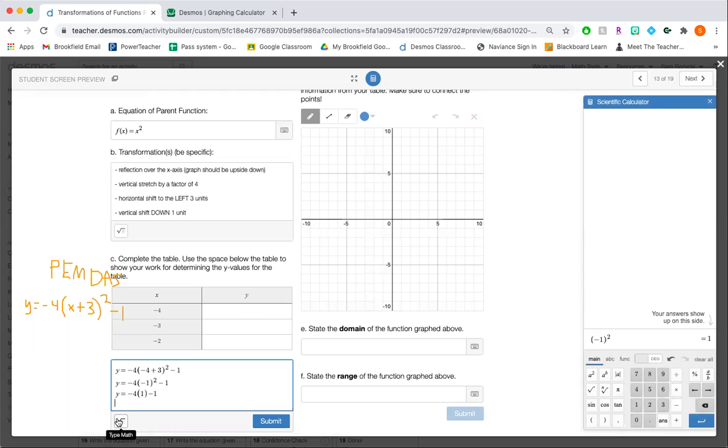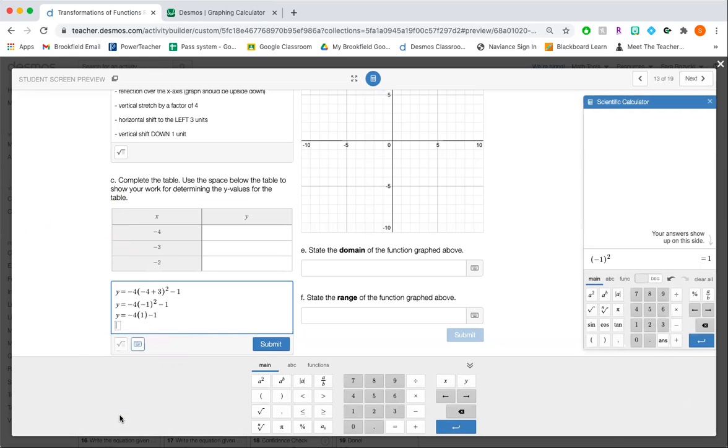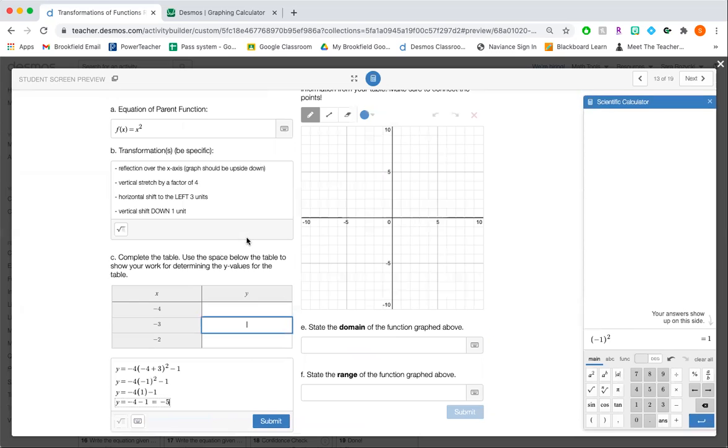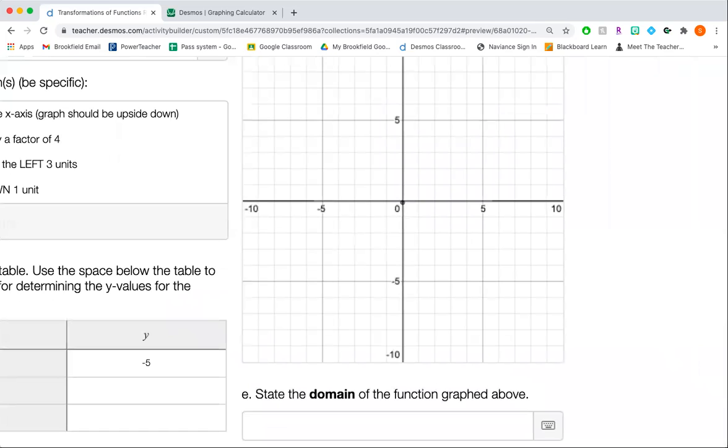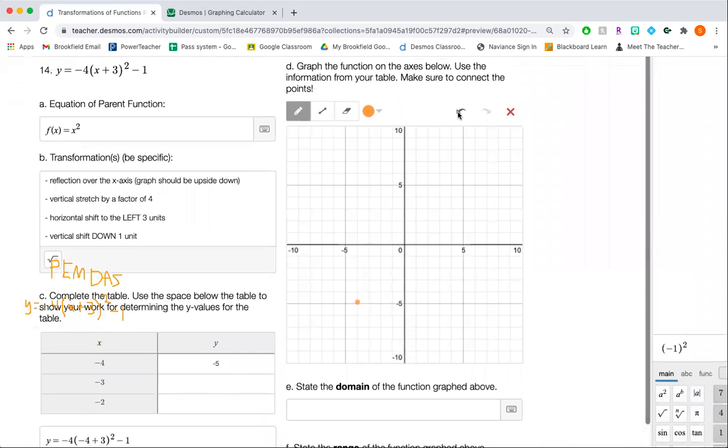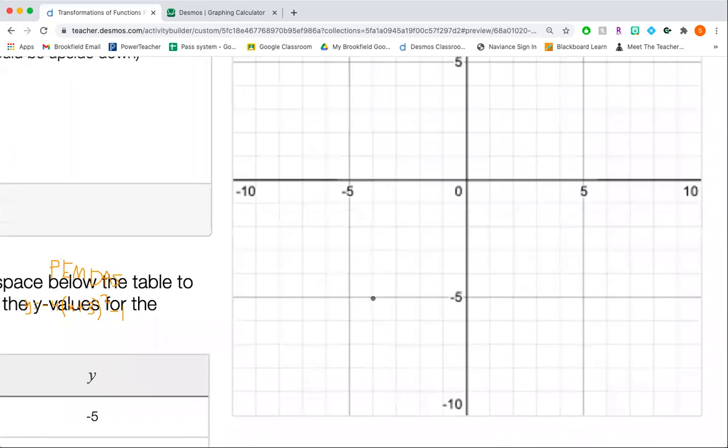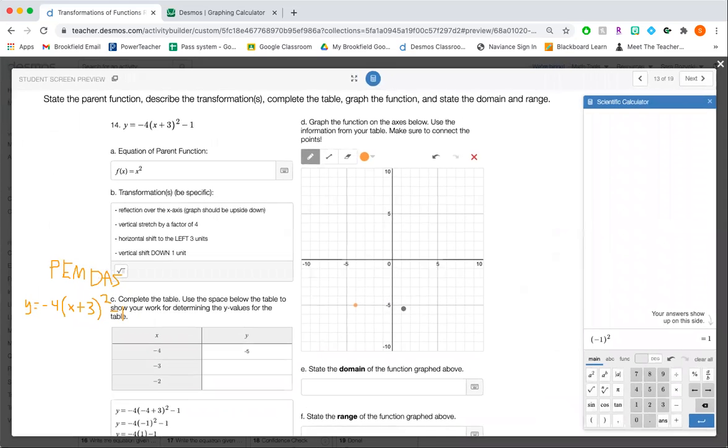And then I'm going to have y equals -4 minus 1, which is -5. So then I'm going to go to my graph. I'm going to plot the point -4, -5. That's a little off. Still off. There we go. Doesn't have to be perfect, but you know.